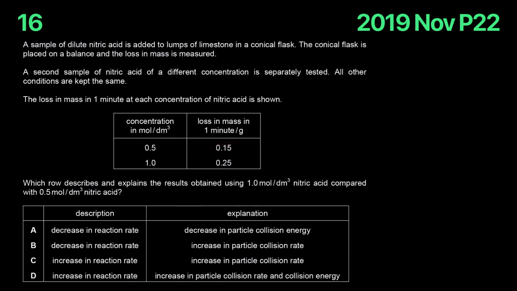Okay. So you have different concentrations and measured in 1 minute. So when you have half the concentration, the loss in mass in 1 minute is around 0.15 grams. But if you have double the concentration, you don't have double the loss of mass, but you have close to double, which is interesting. Which row describes and explains the result obtained using 1 mole per decimeter cube of nitric acid compared to 0.5 mole per decimeter cube nitric acid. Description: decreases in the reaction rate.